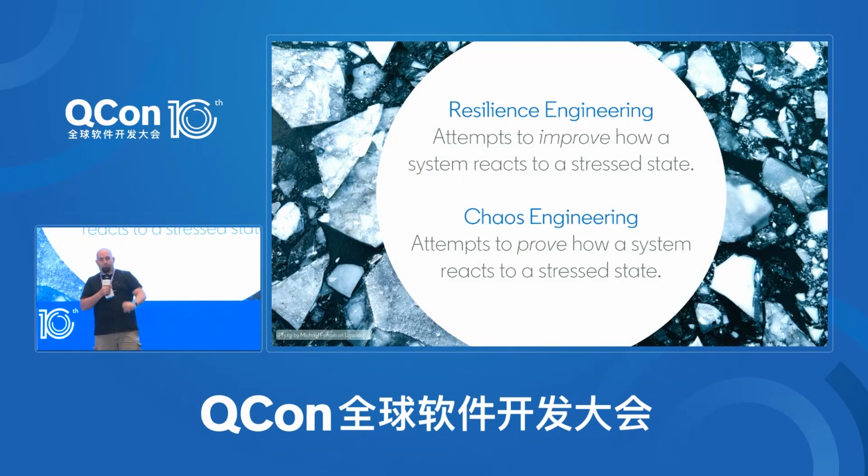So to reiterate some more, resilience engineering attempts to improve how a system reacts to a stress state. Chaos engineering attempts to prove how a system operates during a stressed state. It's acceptable to understand that resilience engineering will create these new changes, but without the validation part, you're just operating off of assumptions. You're hoping that what you're doing is going to change. And if LinkedIn has taught me anything, hope is not a plan.